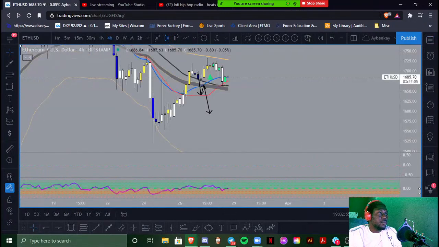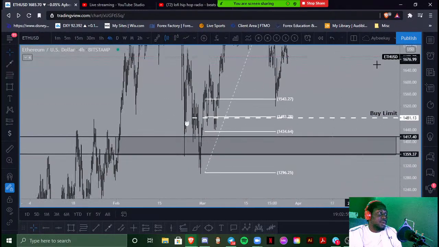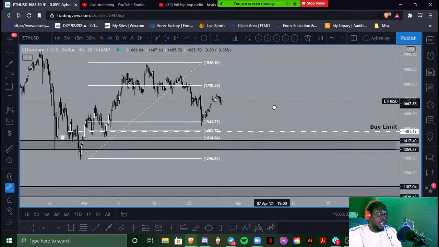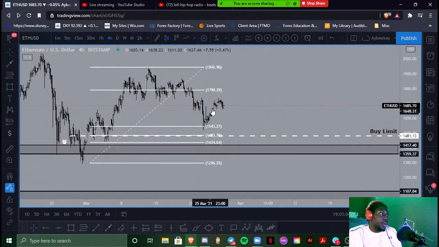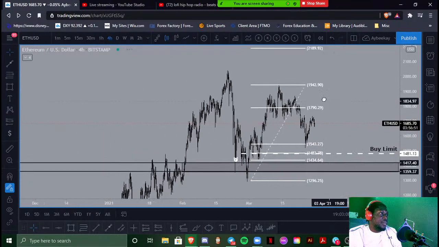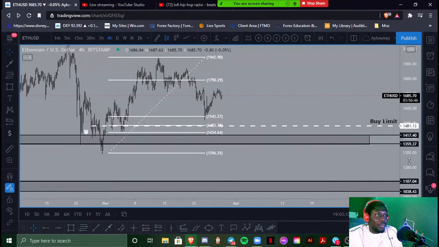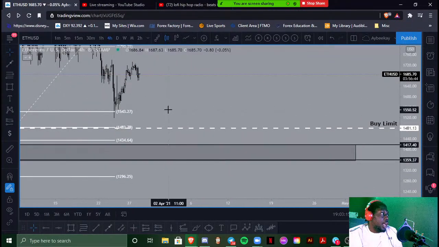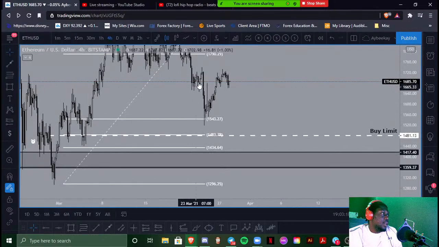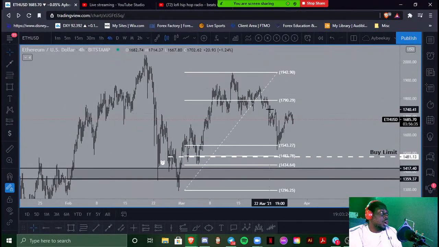Ethereum. I still kind of want to see my entry get hit right here, but it did reject off this 61.8, so it can really go bullish and make higher highs. That is definitely a possibility, but I still want 1481 personally. I could definitely see price dropping down to grab that liquidity that might be down here, and then for price to push back to the upside. So I'm gonna watch for that.